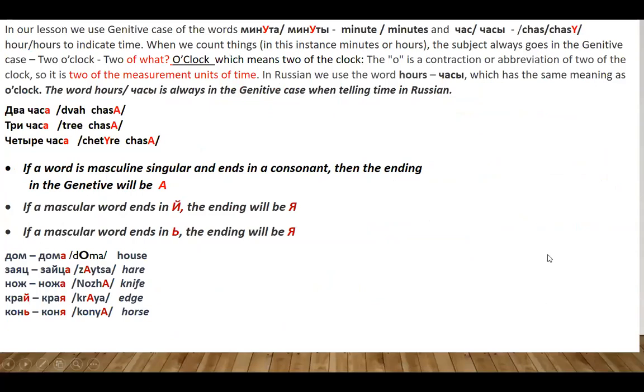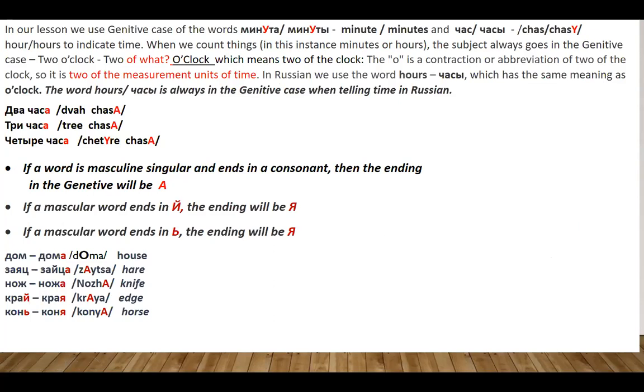In our lesson, we use the genitive case of минута, minute, or минуты if it's plural, minutes, and час, часы. So минута and час are in the nominative case in the dictionary form, and we need to change them to the genitive case to indicate that we're talking about time.